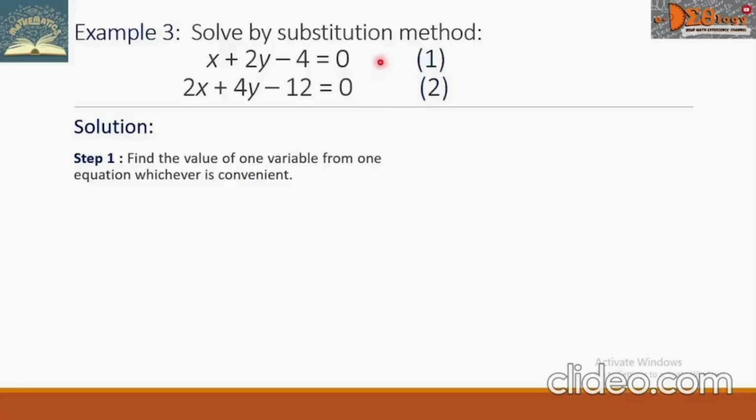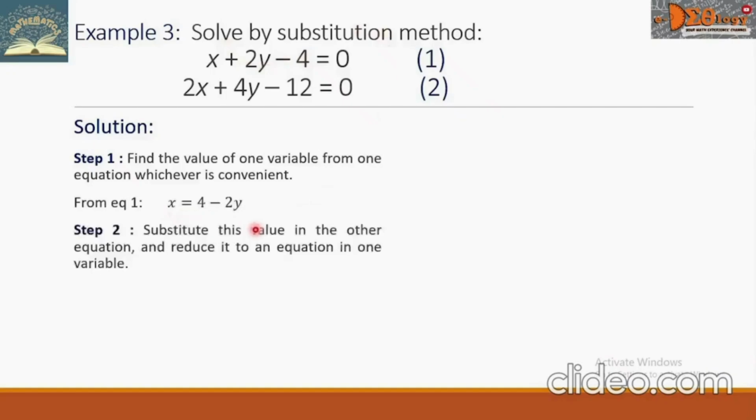Look at equation 1. We can isolate x and we can express this in terms of y, meaning this 2y and negative 4 we transpose to the right. So x equals 4 minus 2y. Then step 2. Substitute this value of x in terms of y in the other equation and reduce it to an equation in one variable. Our equation 2 is 2x plus 4y minus 12 equals 0. The value of x we will put here as 4 minus 2y.